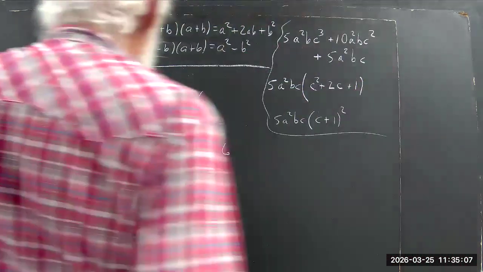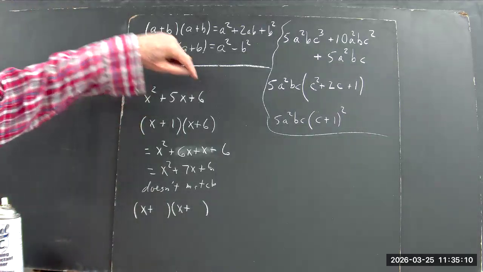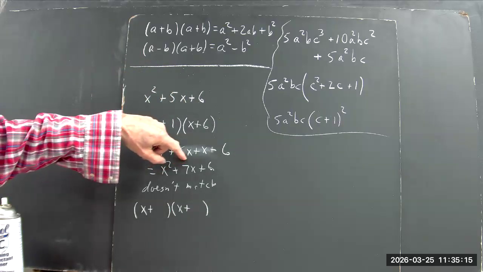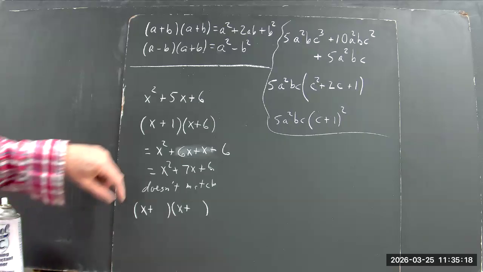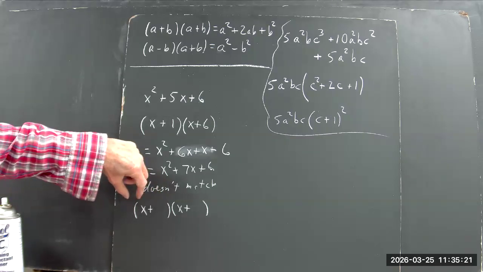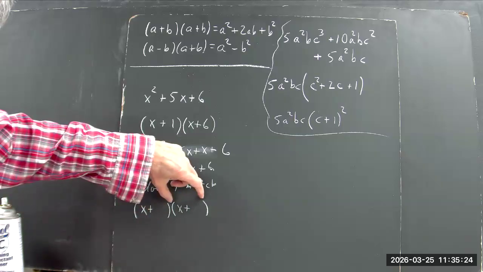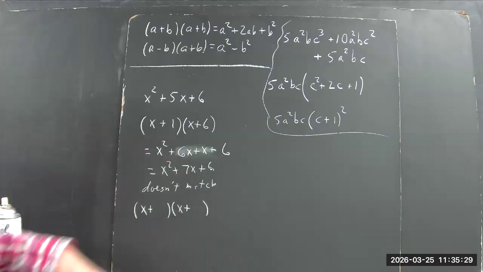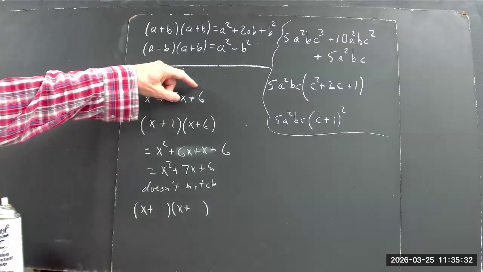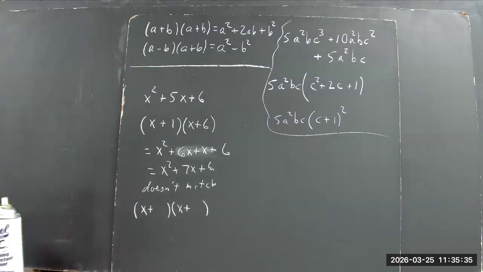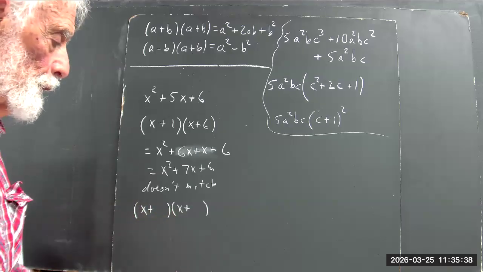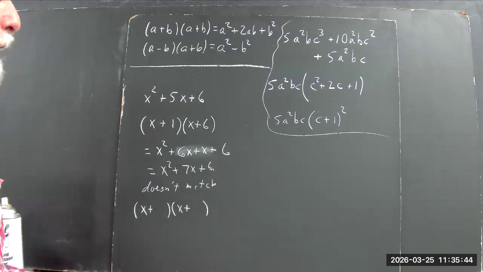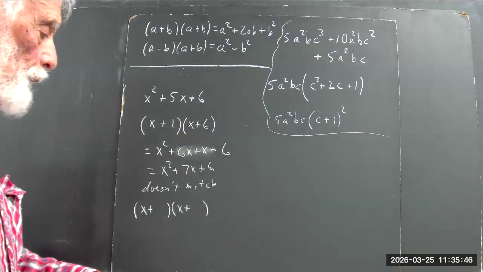Once more, we have x squared plus 5x plus 6. X plus 1 times x plus 6 gives us x squared plus 7x plus 6, which doesn't match. Now, if we write a set of parentheses with an x plus and a blank, and another set of parentheses with an x plus and a blank, what two numbers could you put into those blanks that would give you 6? And would those two numbers then result in x squared plus 5x plus 6?